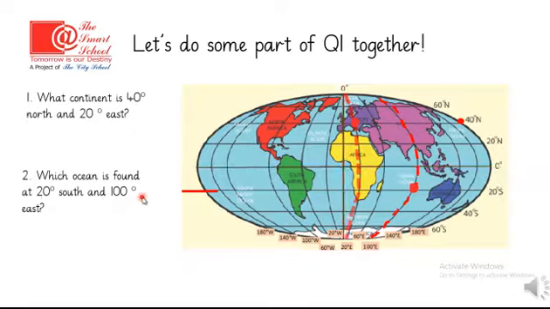Which ocean is found at 20 degrees south and 100 degrees east? So now 20 degrees south, if we have to go from the equator, it means we will be going up or down. Yes, for going to south we will be going down. So where is 20 degrees south? This line is 20 degrees south, right?